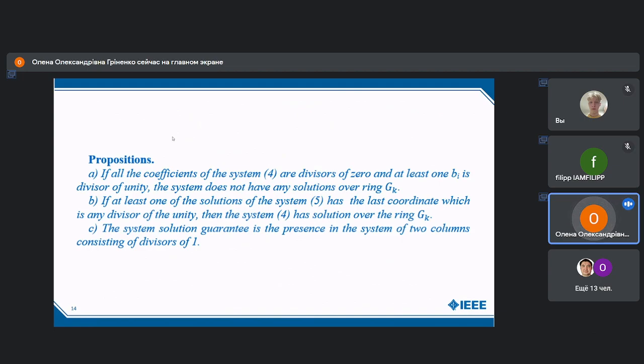Next proposition: if at least one of the solutions of the system 5 has a last coordinate which is any divisor of unity, then the system 4 has a solution over the ring G sub k. And another proposition: the guarantee of a system solution is the presence in the system of two columns consisting of divisors of 1.